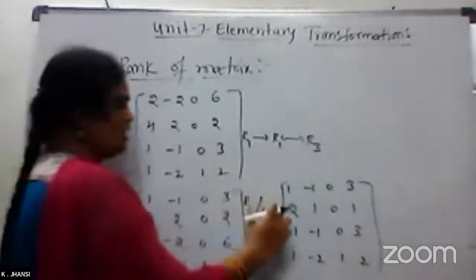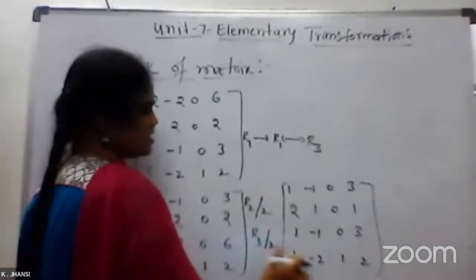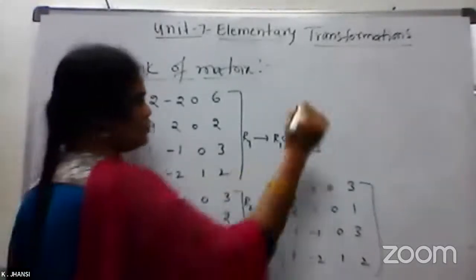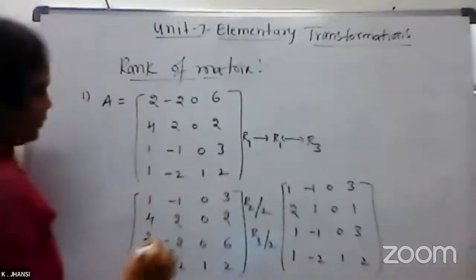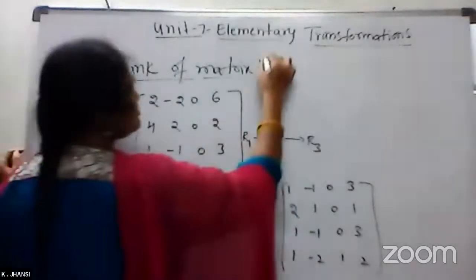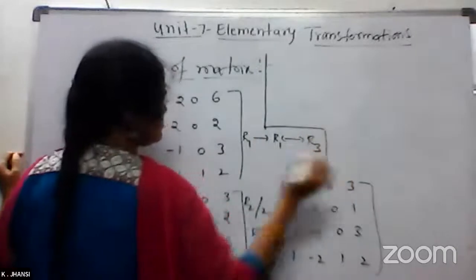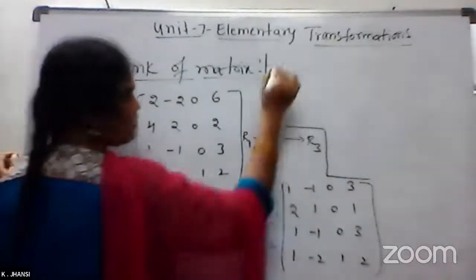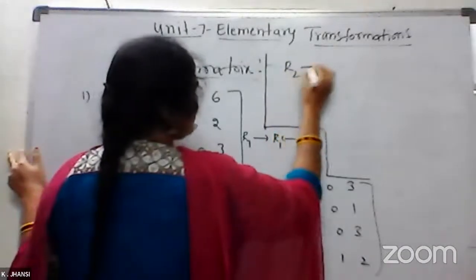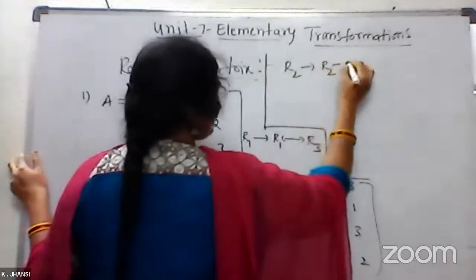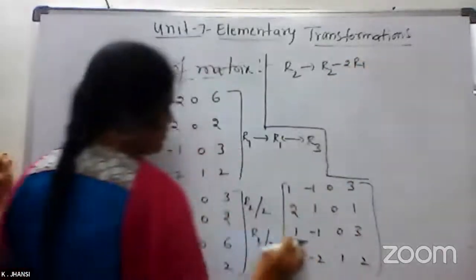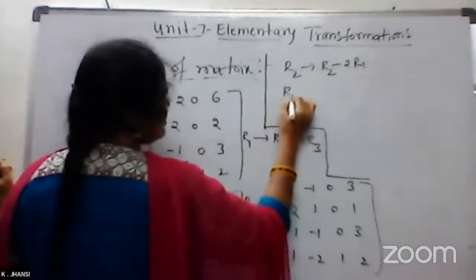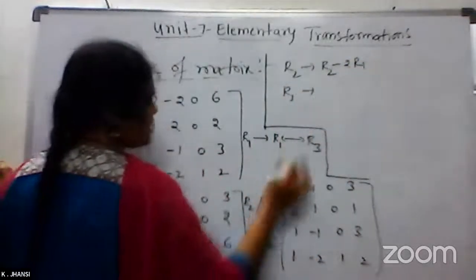Now you have to make the first column entries zeros. So for R2 we apply R2 minus 2 R1, and for R3 we apply R3 minus R1.